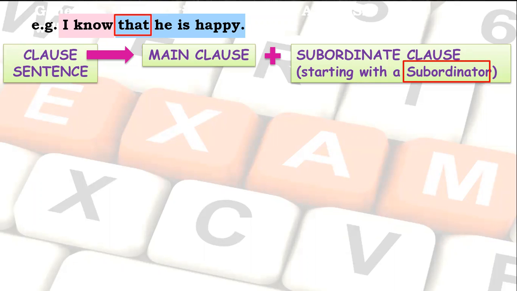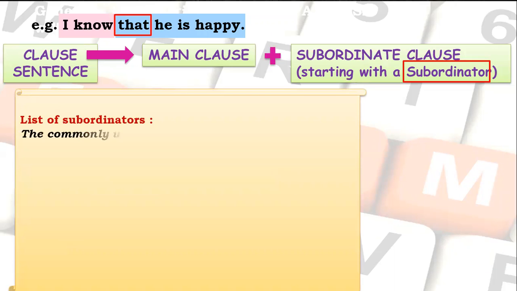So, don't you think this is easier? Don't you think finding a subordinate clause becomes much easier than finding a main clause first? Because we know any clause that begins with a subordinating conjunction becomes your subordinate clause. Hence, "that he is happy" is your subordinate clause and "I know" is your main clause.